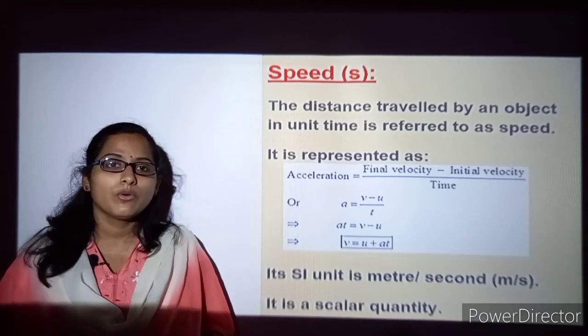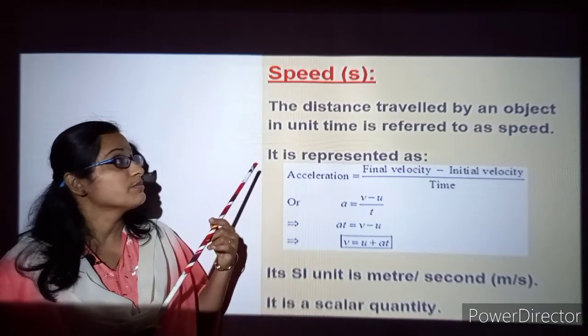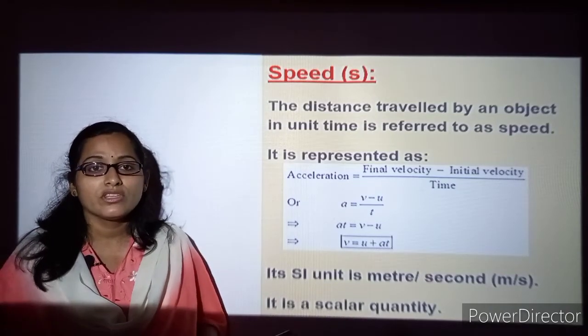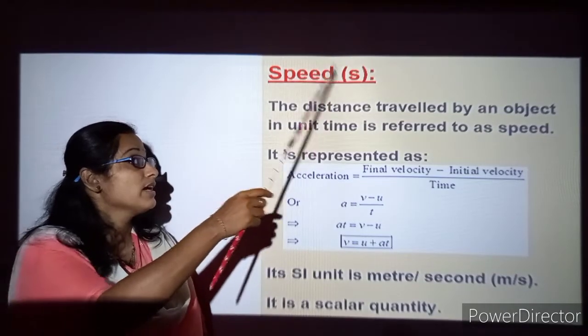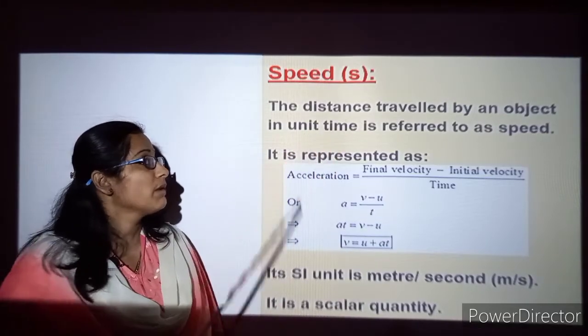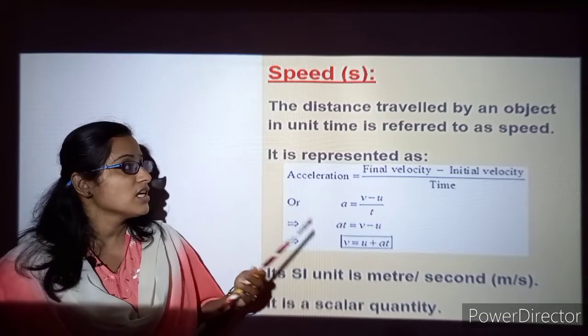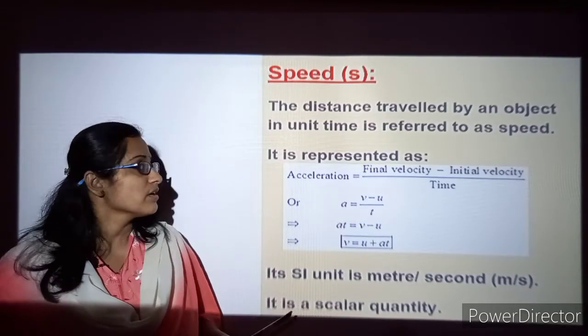We have seen about uniform and non-uniform motion now. Now we will know about speed. Speed is represented by S. So what is speed? It is the distance traveled by an object in a unit time. It is referred to as speed. So let's see how it is represented.